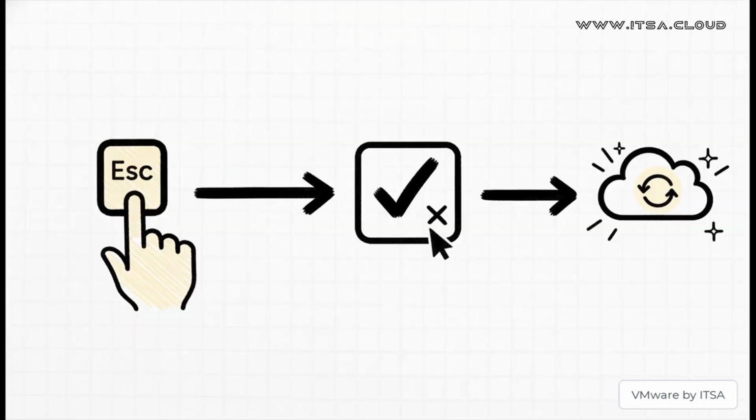Now listen up, because this is the one thing that trips up almost everyone when they're new to this. After you've put in all that network info, you have to hit the escape key to back out. And when you do, it's going to ask you, do you want to apply these changes and restart the network? You have to hit Y for yes. If you don't, all that typing you just did was for nothing.